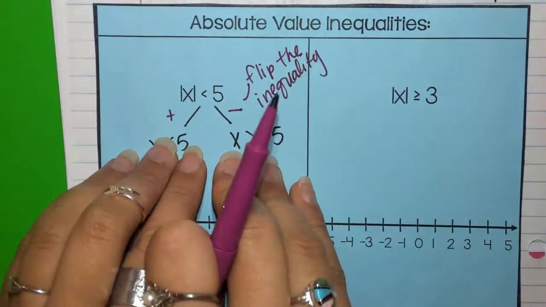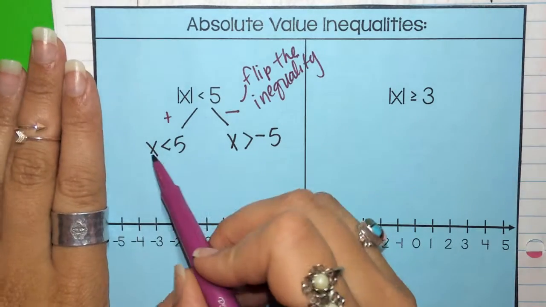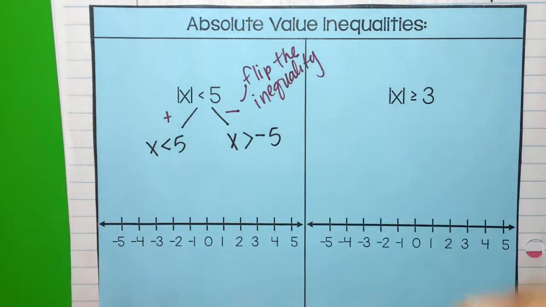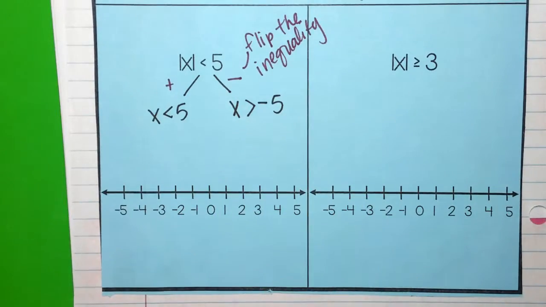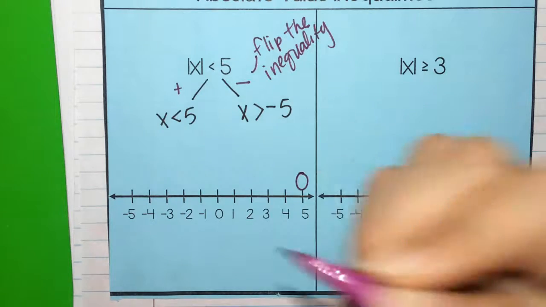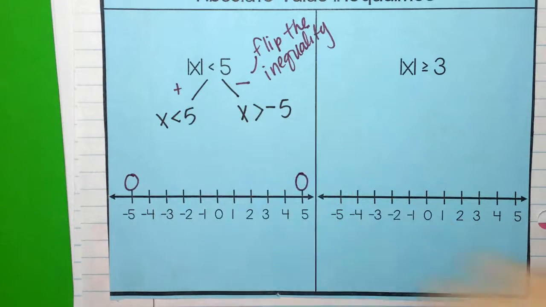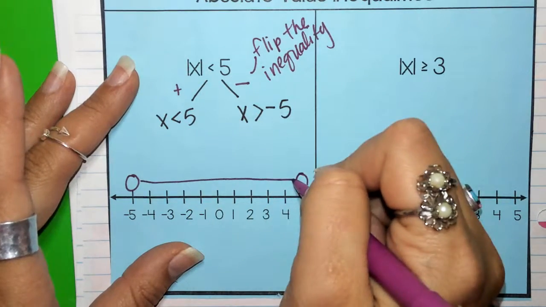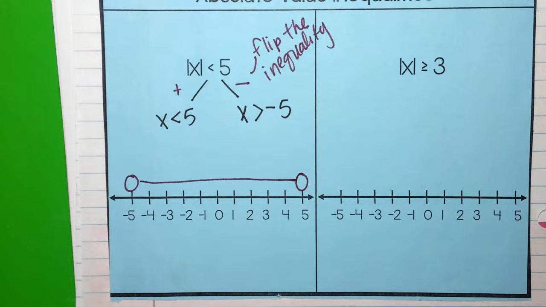Okay, so now that we have this, we need to graph this. Now this says x is less than 5, and then it also says x is greater than negative 5. So are we going to use open or closed circles? Open! So let's have an open circle on 5 and an open circle on negative 5. Now what numbers are less than 5? 4. What numbers are greater than negative 5? Connect them.